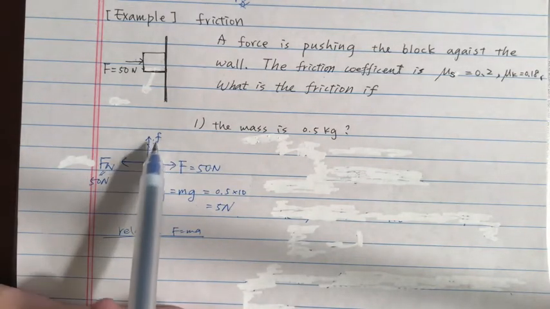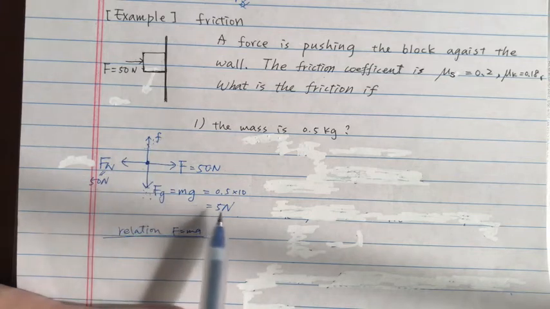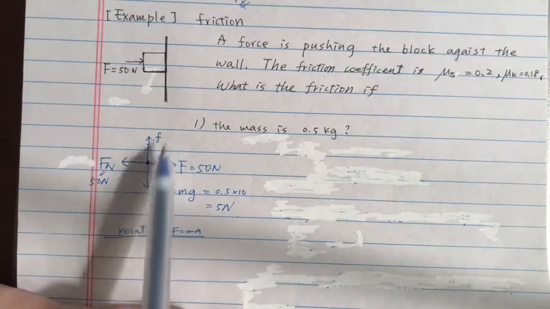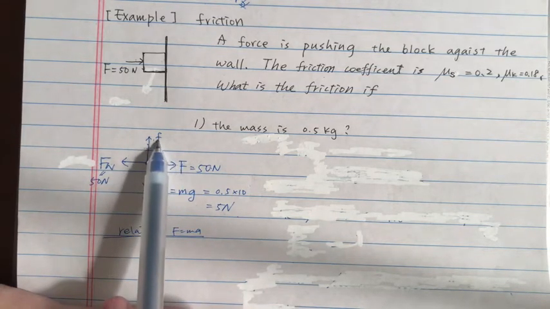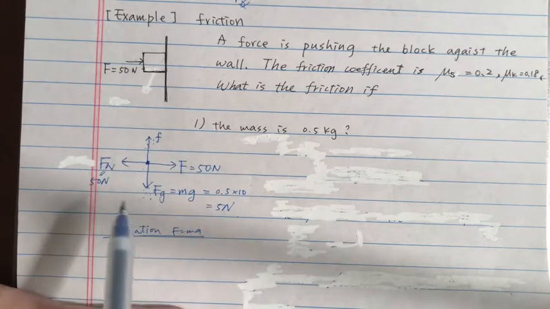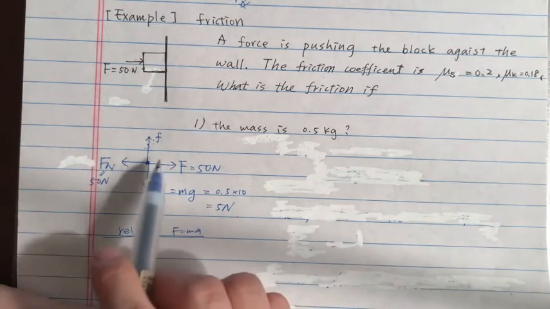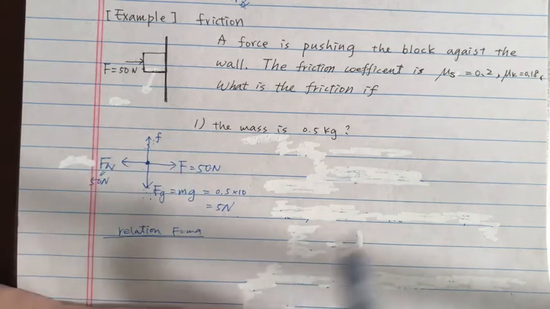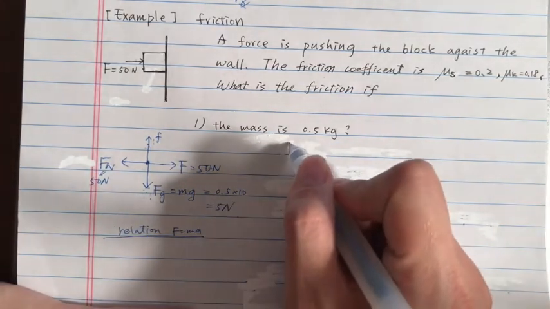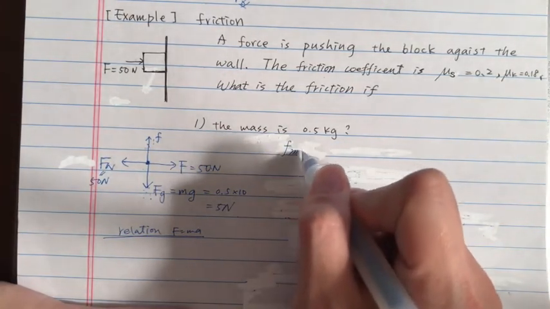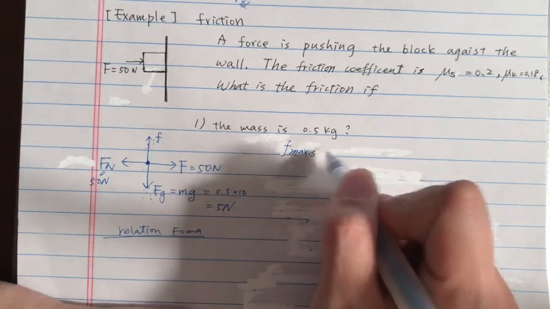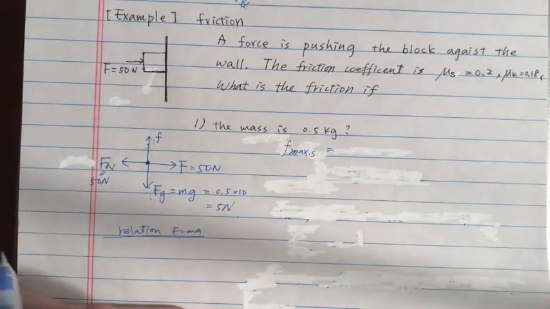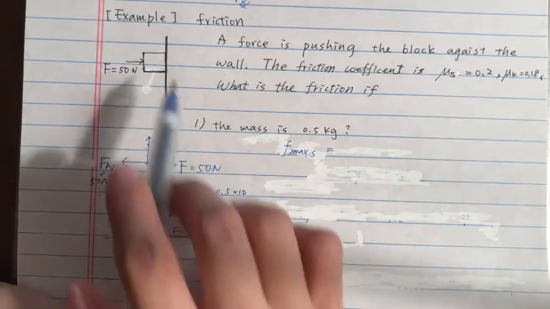If the friction force is 5 Newtons, then these two will cancel out. But if the friction force is less than 5 Newtons, then this object will start dropping. So let's see what's the maximum amount of friction force that will happen here for this surface.